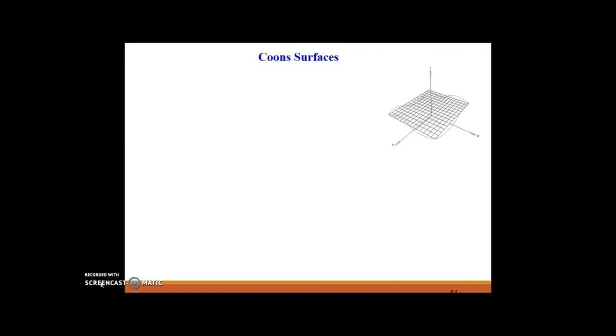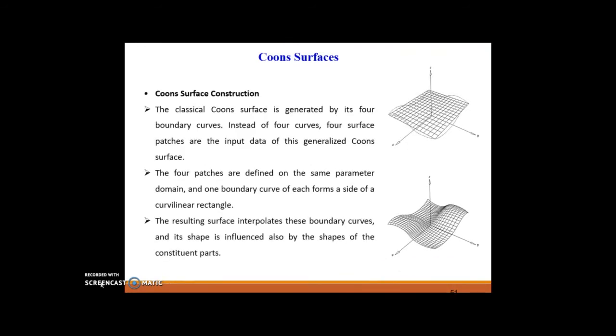So next, we have the cone surface construction. Here, the classical cone surface is generated by having four boundary curves. But in a generalized cone surface, we have four patches as the input instead of the four curves. The four patches are defined on the same parameter domain, and one boundary curve of each forms a side of a curvilinear rectangle.